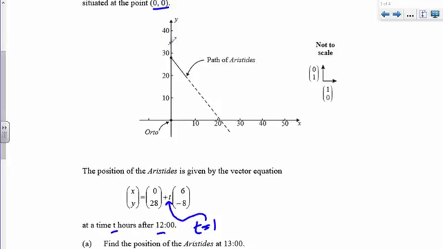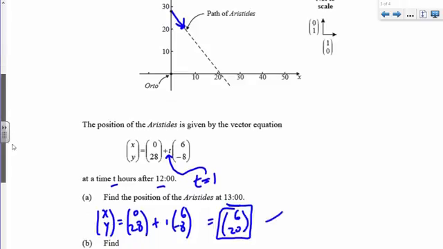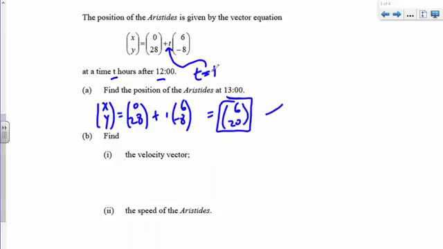Oh, for your reference here, 6 and 20, it's about like here. Yeah, somewhere over here. After 1 hour, it's going that way, just to give you an idea. All right, so the velocity vector, you need to pay attention here.